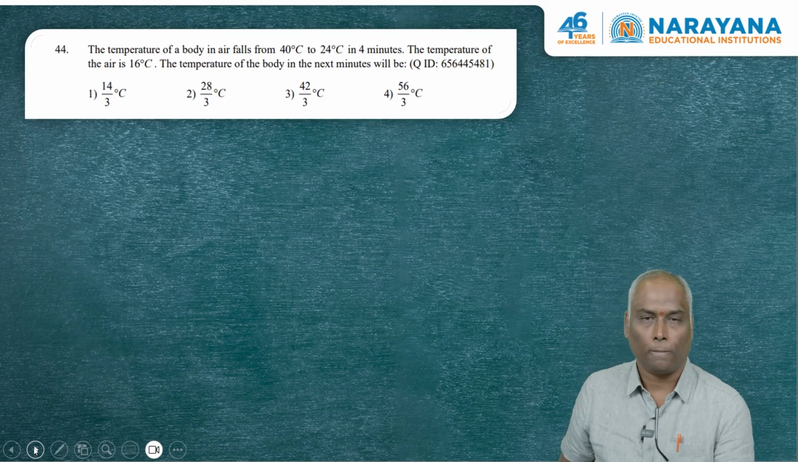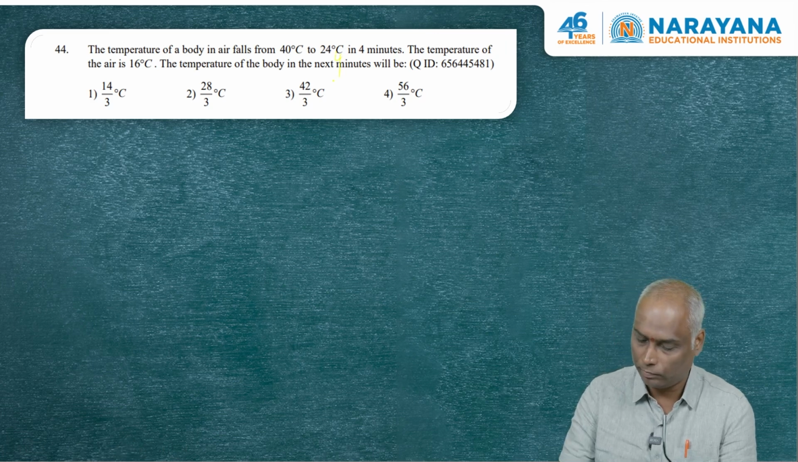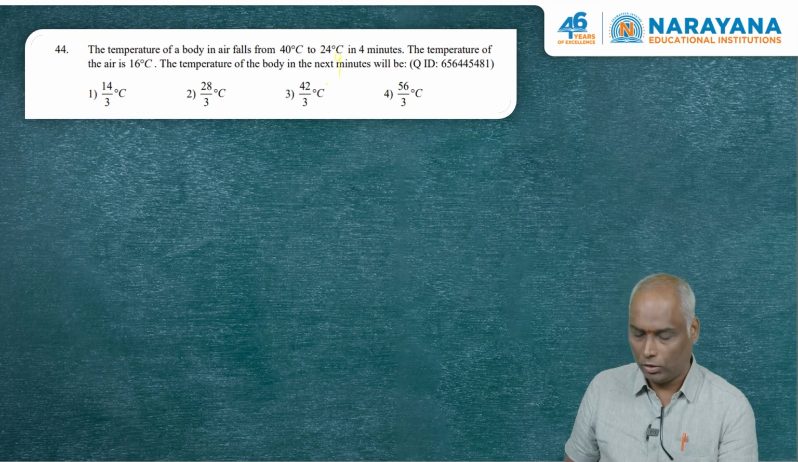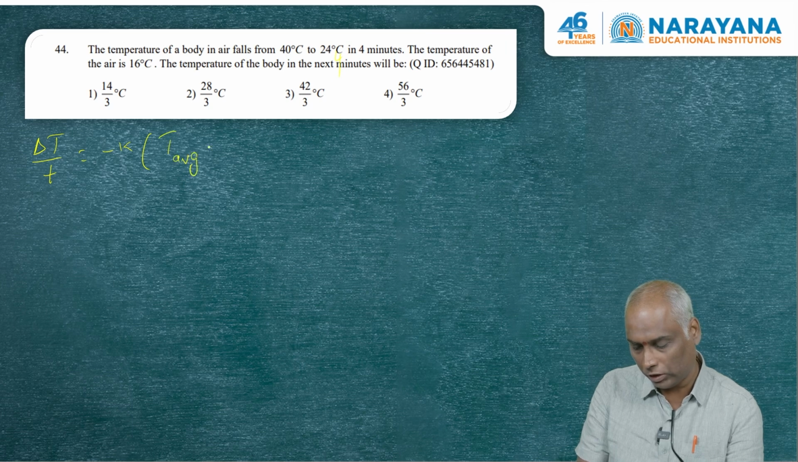Question number 44. The temperature of a body in air falls from 40 degrees centigrade to 24 degrees centigrade in 4 minutes. The temperature of air is 16 degrees centigrade. The temperature of the body in the next 4 minutes will be... it should be 4 minutes, it should have been printed, right. So this question is based on Newton's law of cooling. According to Newton's law of cooling, delta T divided by time taken equals minus K into the average temperature minus the temperature of the surroundings.